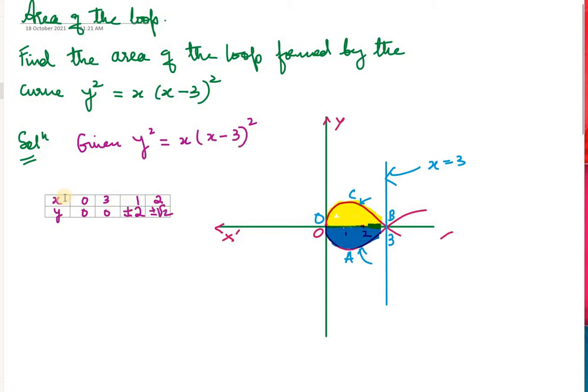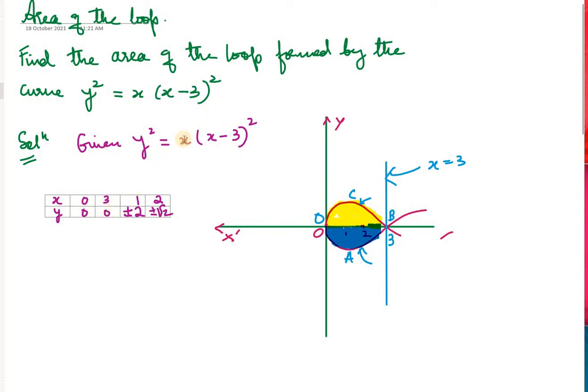Then what we notice is that when x is equal to 0, y also will become 0. And when x is equal to 3, then this 3 minus 3 will be 0, so y again will become 0. That means the curve will meet the x-axis at 2 points, one at 0 and another at x is equal to 3.